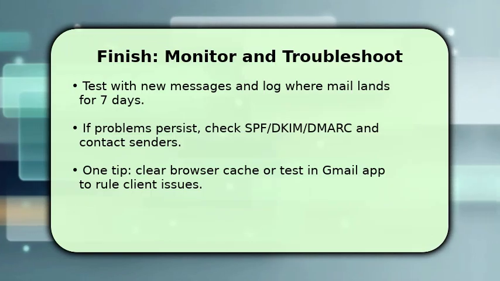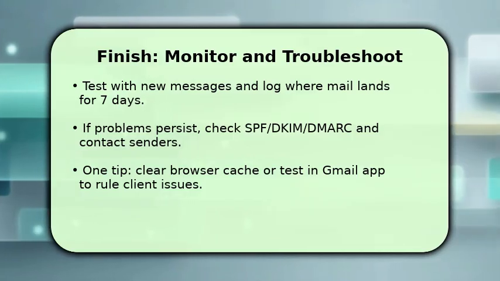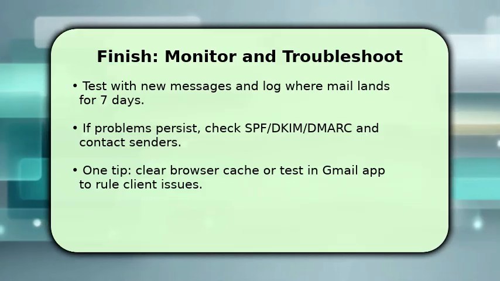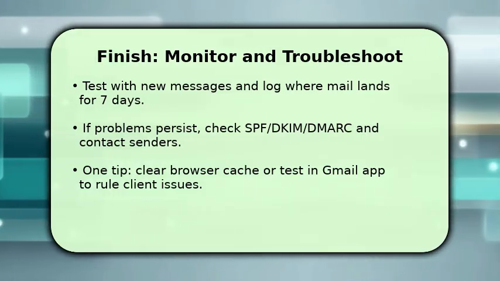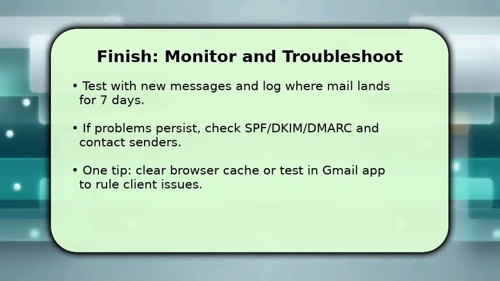If mail still hits spam, verify SPF, DKIM, and DMARC records for the sender domain or ask the sender to fix their authentication. This is why filters fail. Make sure your own Gmail client isn't causing the issue. Clear cache, disable extensions, or test in the mobile app. If nothing helps, escalate by contacting Google support with specific message headers for diagnosis.